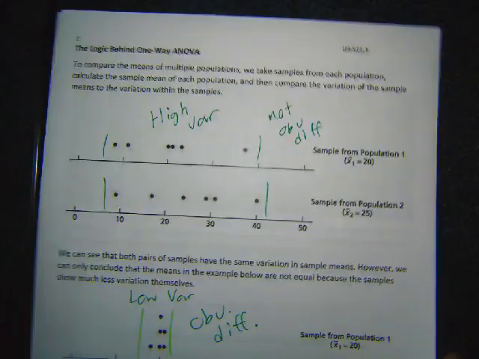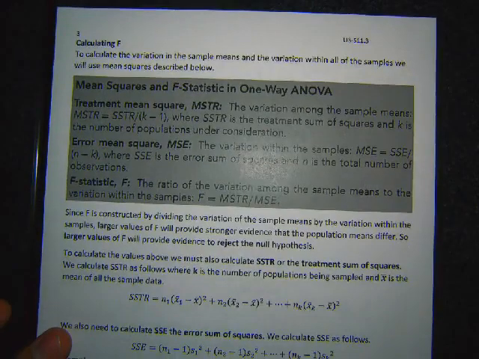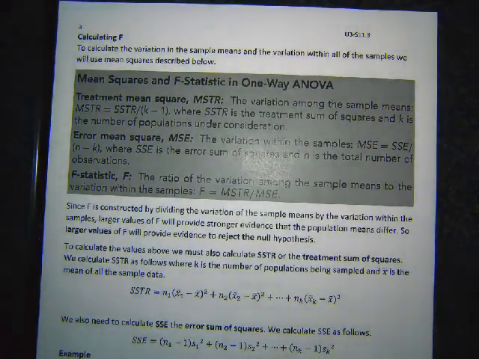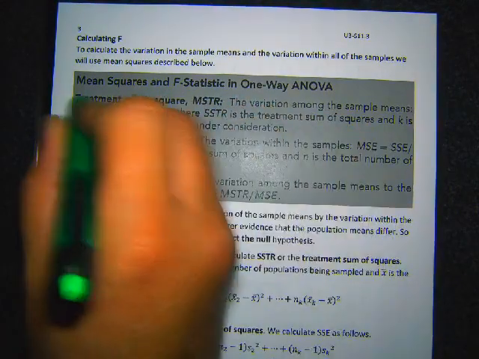Okay, so calculating the F score, which we'll use for our test statistic. How do we do this? What are we doing? So we're going to calculate a few different things. We're going to calculate the treatment mean square and the error mean square to get the F statistic. So the first one, the treatment mean square, which again, we're not going to do this by hand.